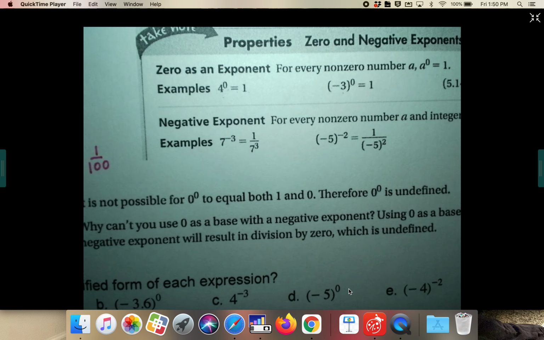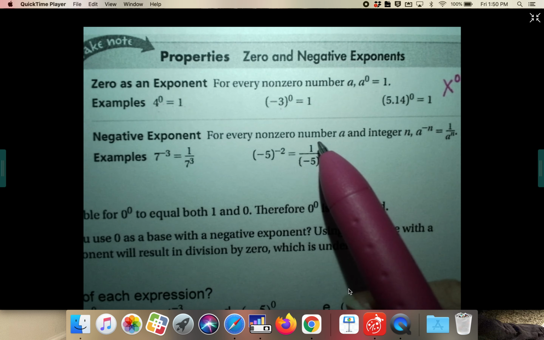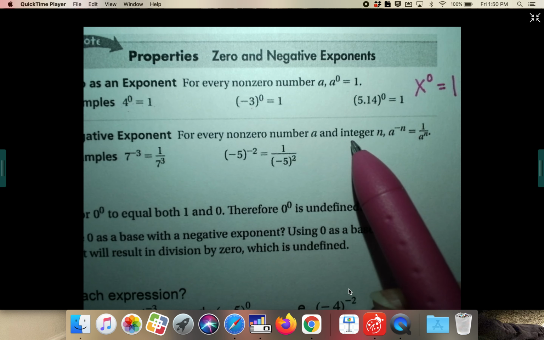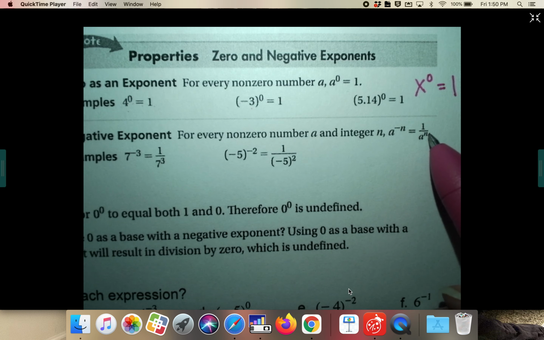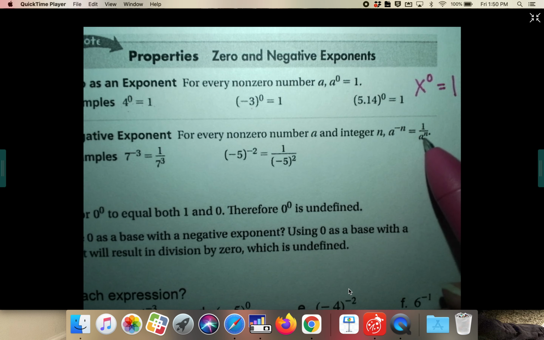Okay, and that actually fills in our next rule over here. Negative exponents. For every non-zero number a, and an integer n, so we're just using a and n as a base and an exponent, anytime it's negative, the whole thing flips to the bottom under a 1 and becomes positive.